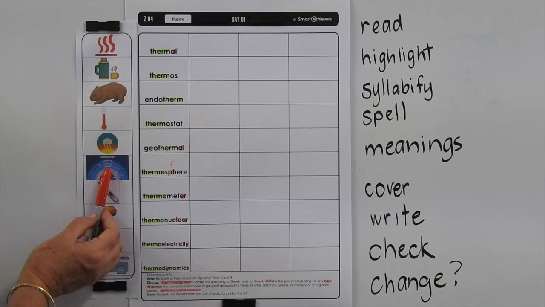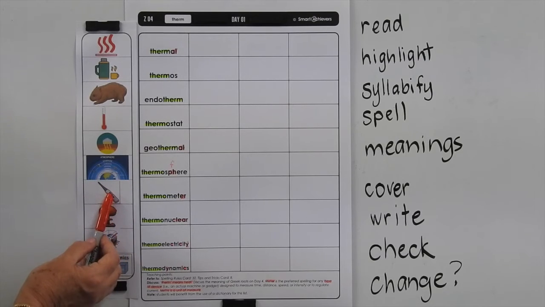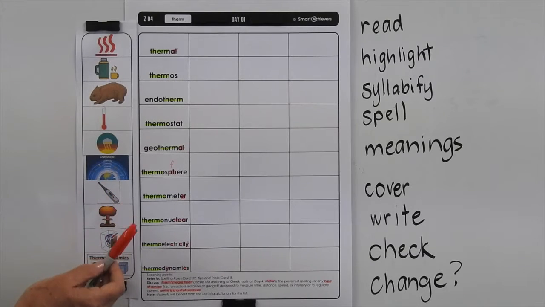Thermosphere represents an increase in temperature. Thermometer is an object that measures temperature. Thermonuclear is using nuclear fusion reactions that occur at a very high temperature. And thermoelectricity is electricity produced by differences in temperature. And thermodynamics is the movement of energy in the form of heat.